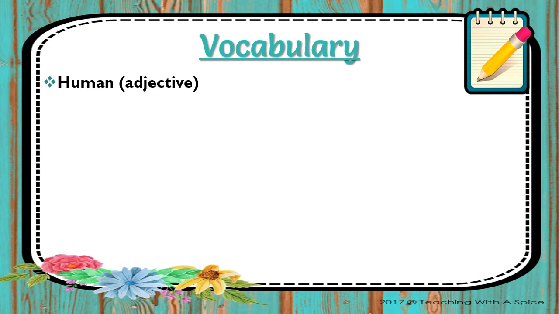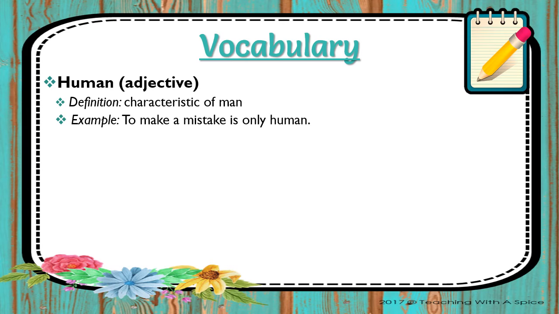Our first word today is human. Now, this is when human is used as an adjective, not as a noun. As a noun, we know that human is a person. But as an adjective, it's a characteristic of man. For example, to make a mistake is only human.